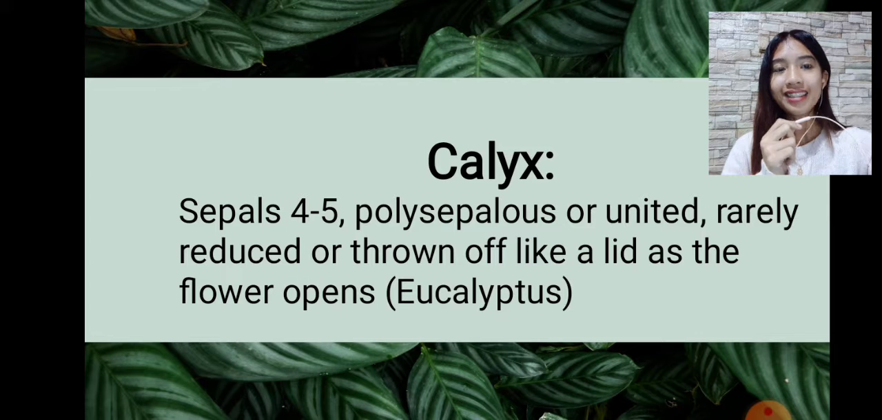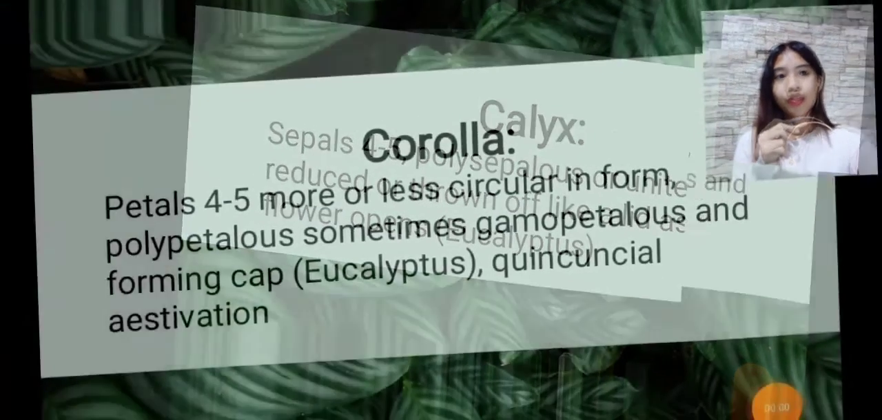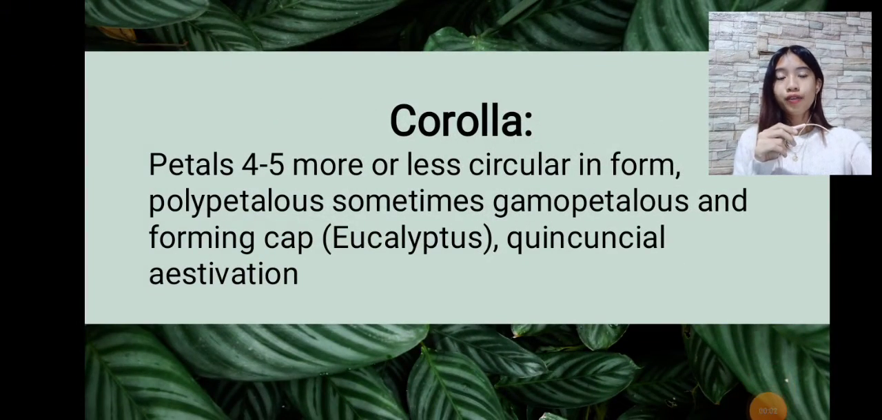The calyx has sepals 4 to 5, polysepalous or united, rarely reduced or thrown off like a lid as the flower opens. Corolla, it has 4 to 5 petals, more or less circular in form, polypetalous sometimes gamopetalous, forming a cup, and it is quincuncial aestivation.